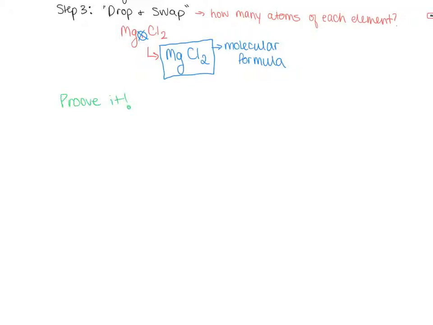Why is it 2 magnesiums for every 1 chlorine? Because saying, oh, I just drop and swapped, that's not really a proof. That's a technique that we can use to figure it out, but that doesn't tell us why there is only 1 magnesium and only 2 chlorines.